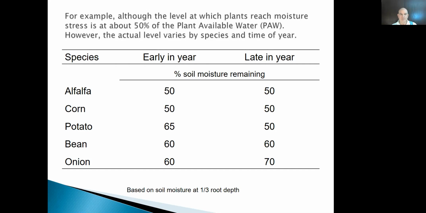For example, here are some different plants. These are crop plants. And we study crop plants more than we study other plants. We have lots of data on all of these because they're so important in terms of us eating. We like to eat, especially some of us. But you see that, early in the year, alfalfa, yeah, it's got that 50% rule, where we can deplete about 50% of the plant available water. Corn is kind of the same way. Potatoes, a weakling. It can only go down to about 65% before it gets in trouble. Beans and onions are about 60%. And then that changes. Late in the year, the onions get worse than the potatoes.